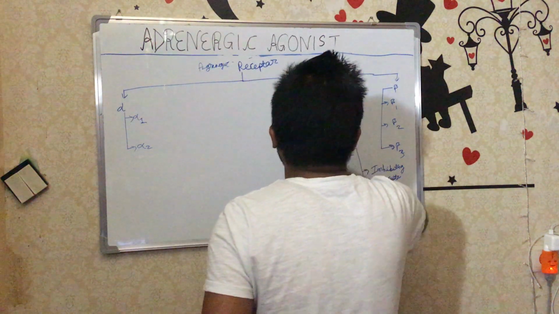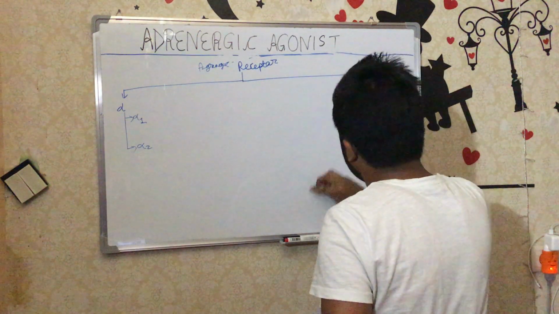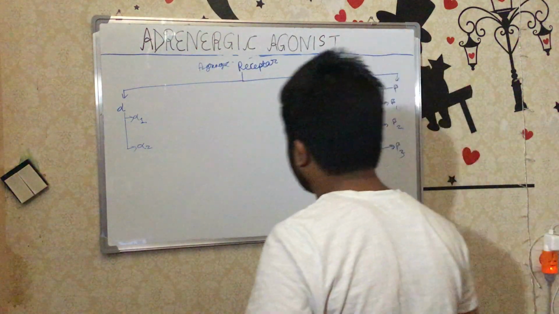Now we'll discuss the localization of the receptors. How will you remember in which part of the body which types of receptors are there? Here also there is some logic.